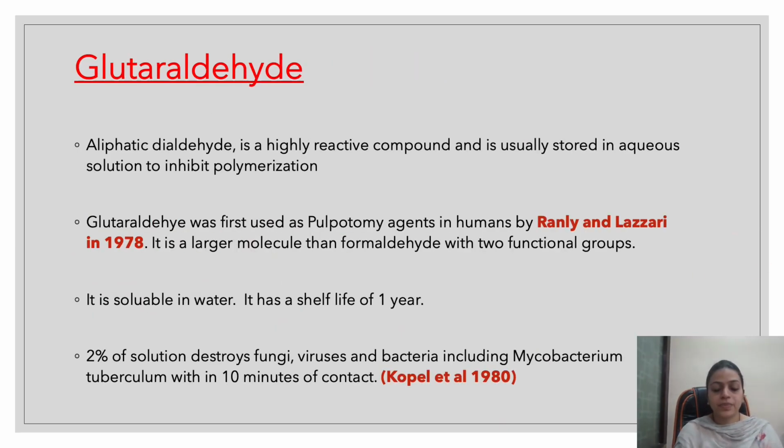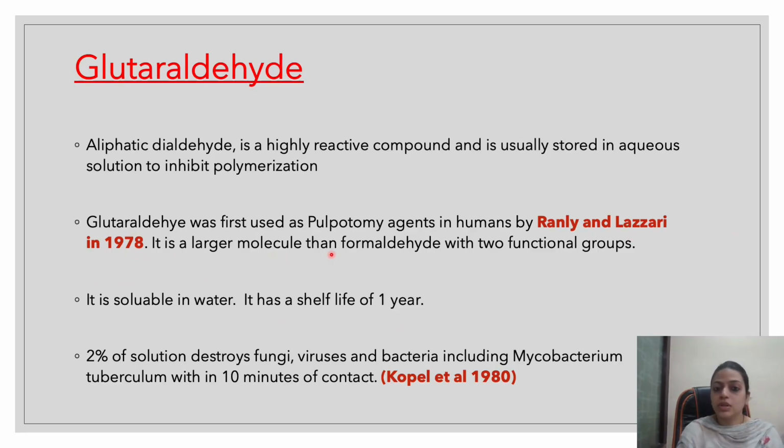Then glutaraldehyde, it is an aliphatic dialdehyde, a highly reactive compound. Usually it is stored in aqueous solution to inhibit polymerization. It was first used as a pulpotomy agent in humans by Ranly and Lazzari in 1978.